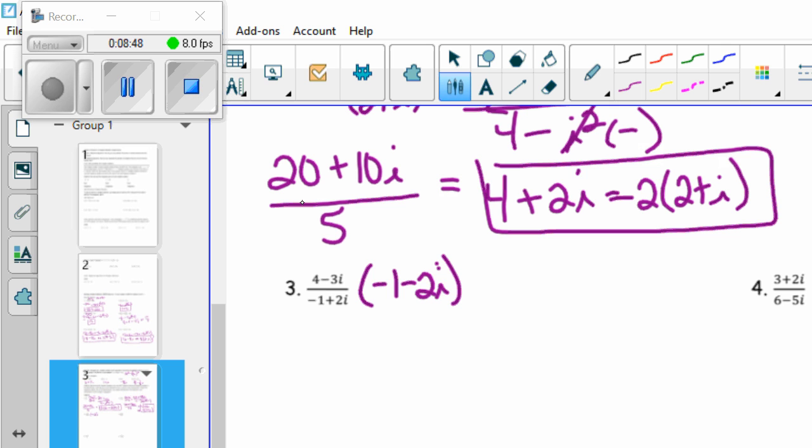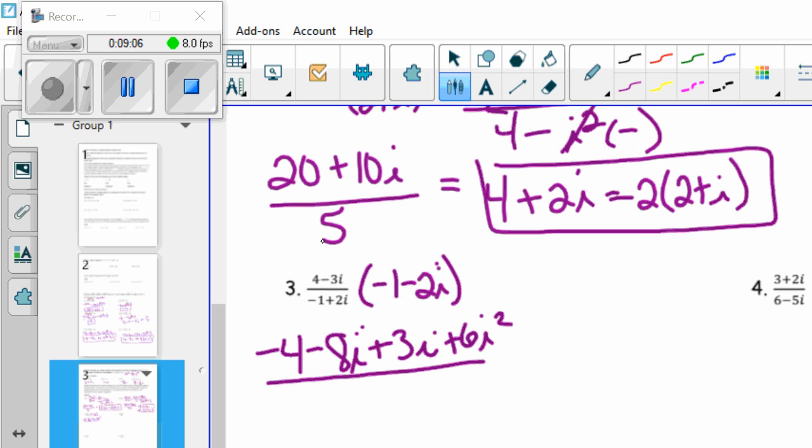So on top, I'm going to have to FOIL, right? So 4 times negative 1 gets me negative 4. 4 times negative 2i is minus 8i. Negative 3i times negative 1 gives me plus 3i. Negative 3i times negative 2i gives me plus 6i squared. All over the first term squared, so 1 squared is 1, minus 2i squared, 4i squared.